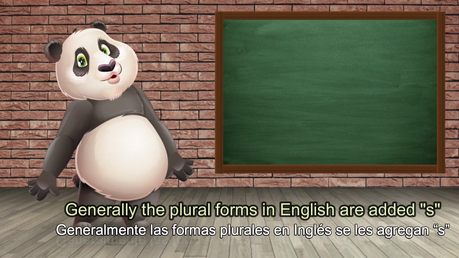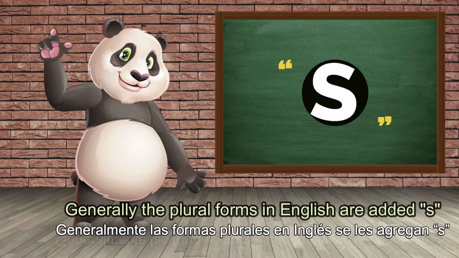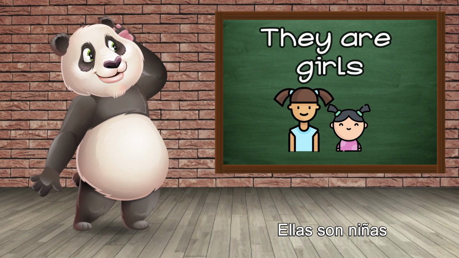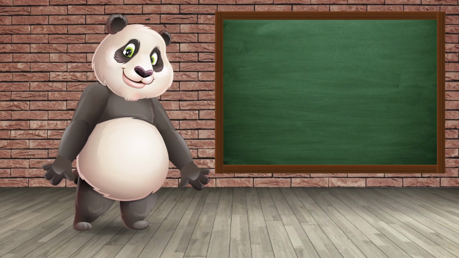Generally, the plural forms in English are made by adding "s." For example, they are boys, they are girls, these are oranges.